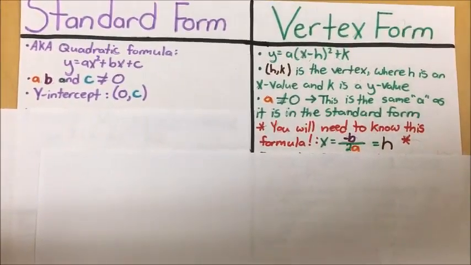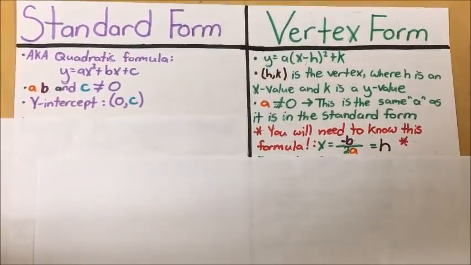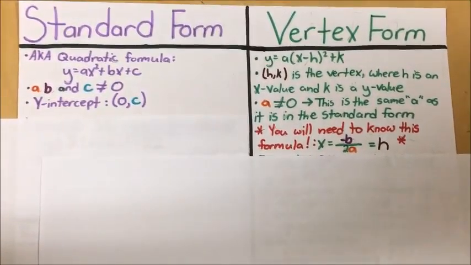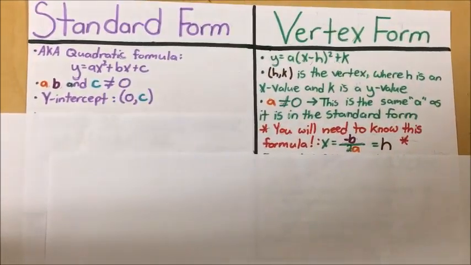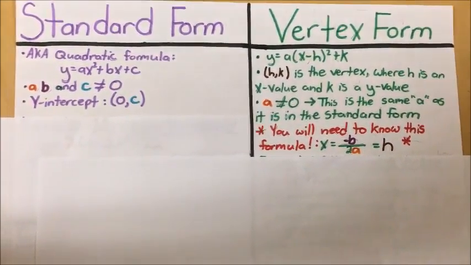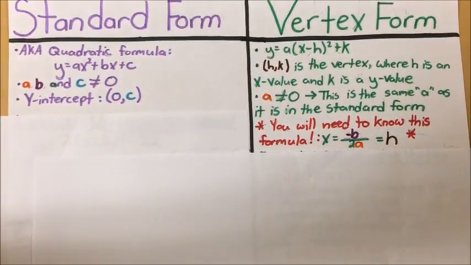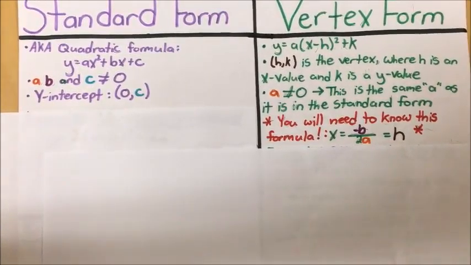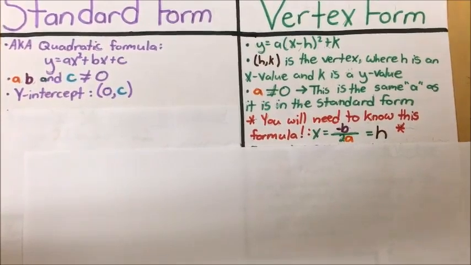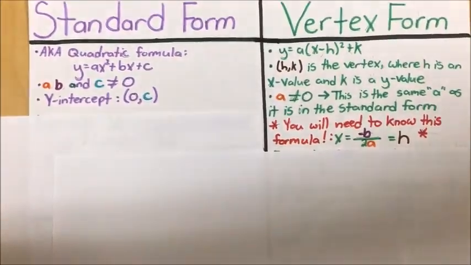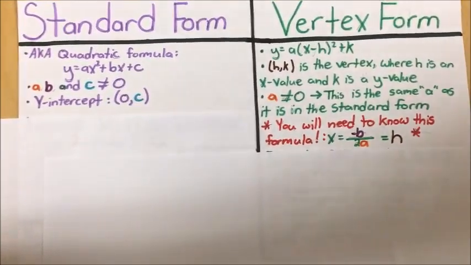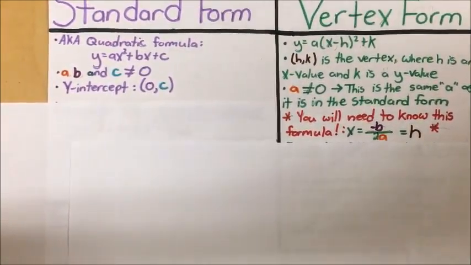All right. Now we'll learn about standard form and vertex form and how to change them one from the other. So for standard form, it's the quadratic formula, which is y equals ax squared plus bx plus c. So a, b, and c cannot equal 0, and the y-intercept is 0, c. So it'll be the c value in the standard form. So vertex form is y equals a times x minus h squared plus k.